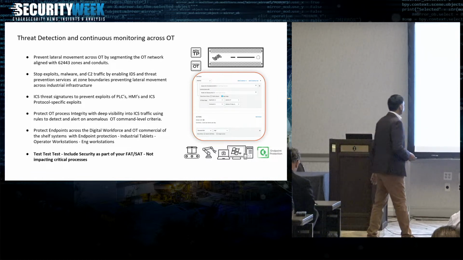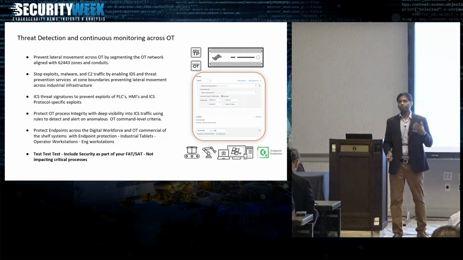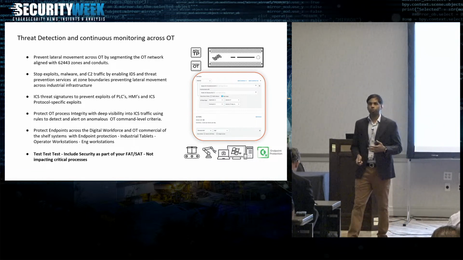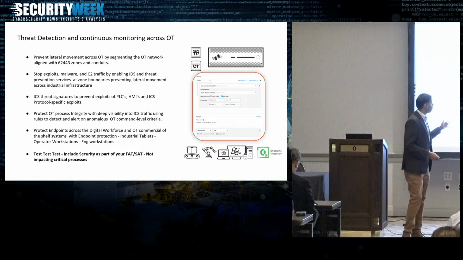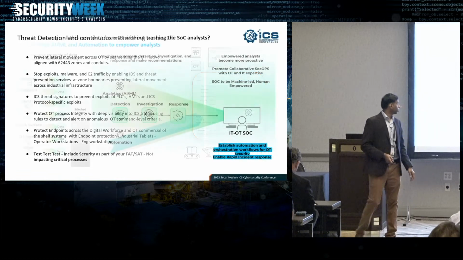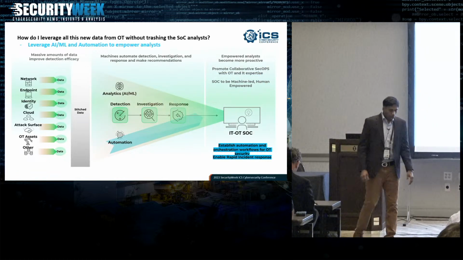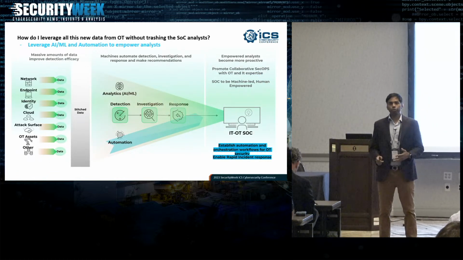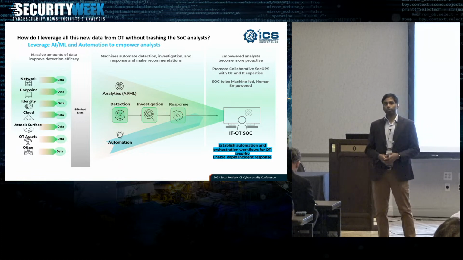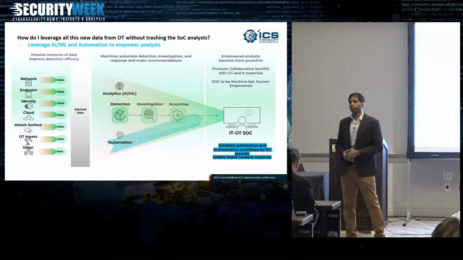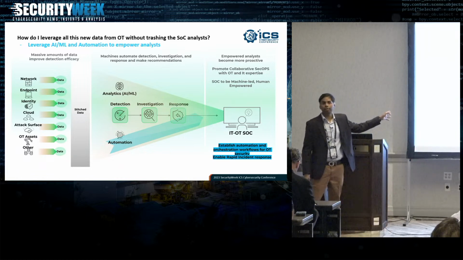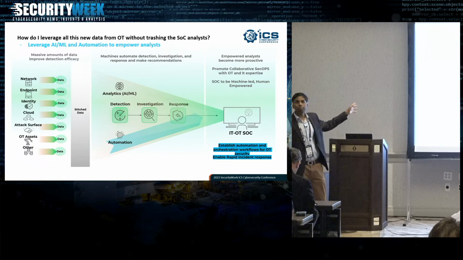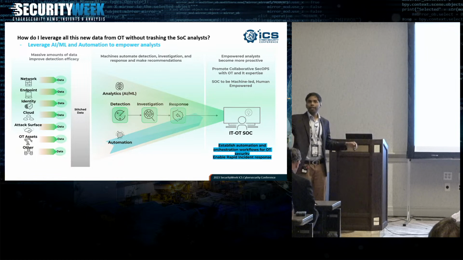And also you need to include security as part of your factory acceptance test as well as your site acceptance test. You should always test to make sure all these pieces are working as per the business requirements. And then how can we leverage all that information and send it to a SOC analyst, because I'm pretty sure your SOC analyst will be really upset. The reason I say that is because you have a massive amount of data here, data coming from your network, from your endpoints, your OT assets, and your enterprise zone.